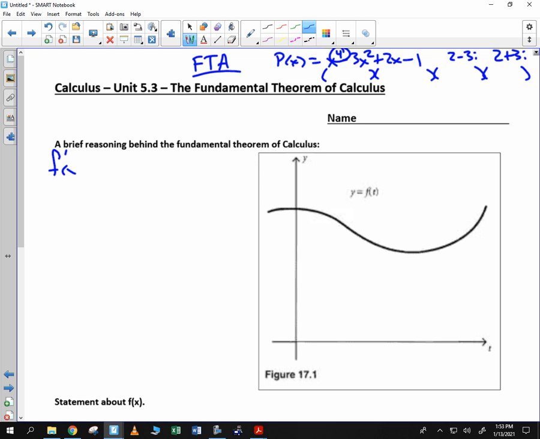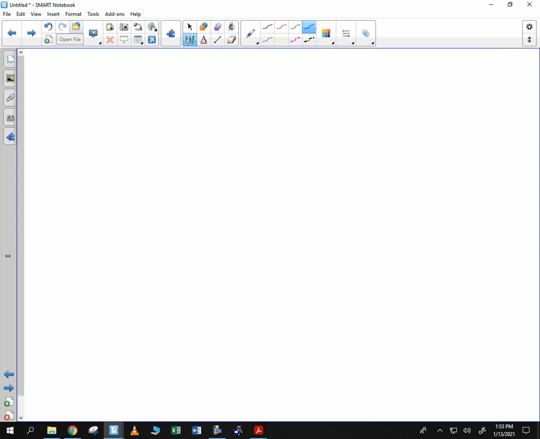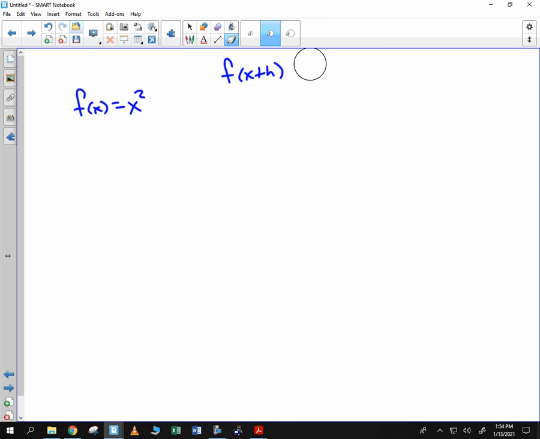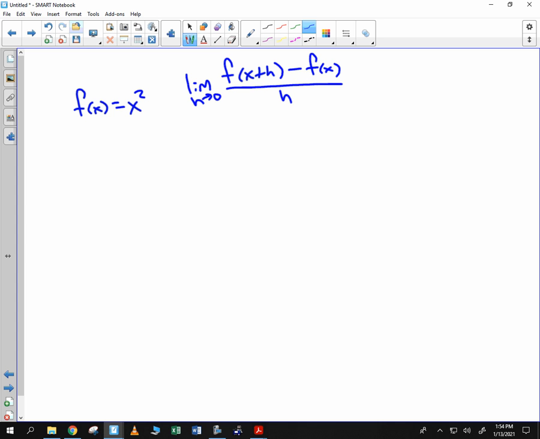f prime of x is equal to f of x plus h minus f of x all over h. And just to help you understand what that means, we used to say, if f of x is equal to x squared, we would use that f of x plus h minus f of x all over h, and we would take the limit as h goes to 0 to find that derivative. And in this situation you come out with 2x, because you know what that derivative is. So let me just write it out.